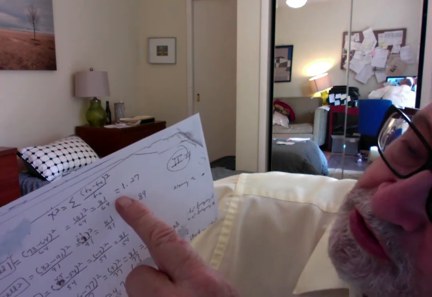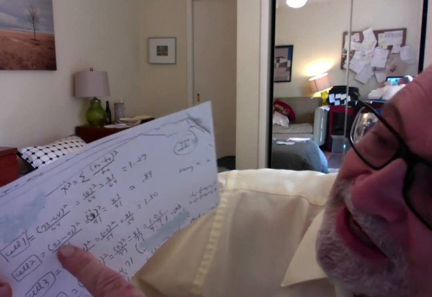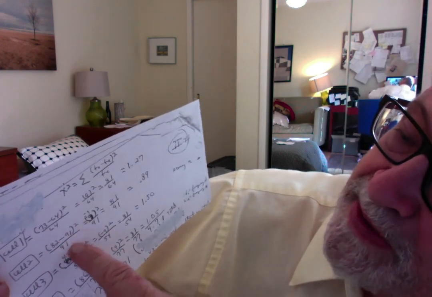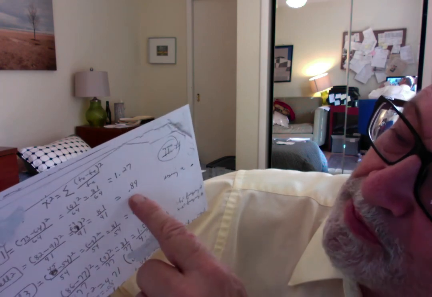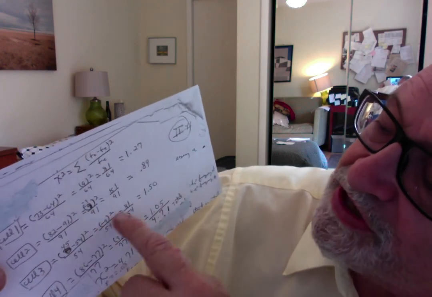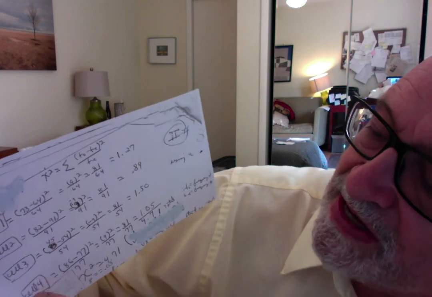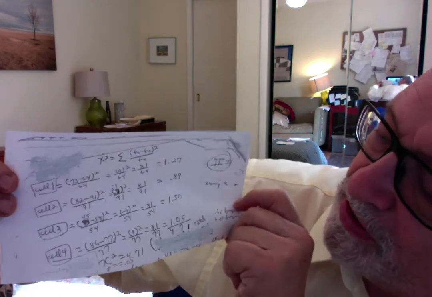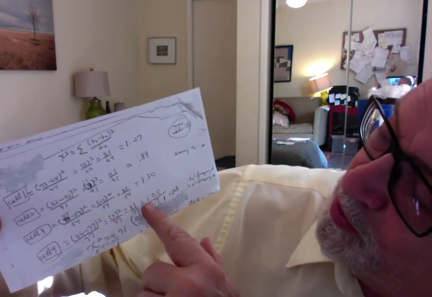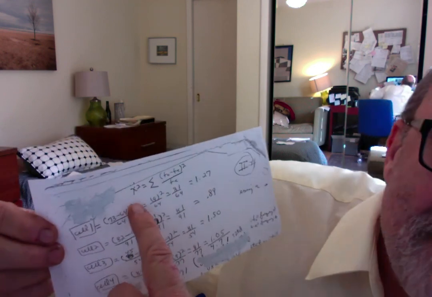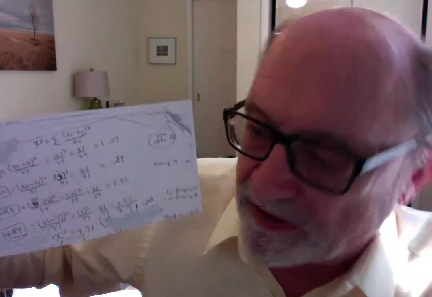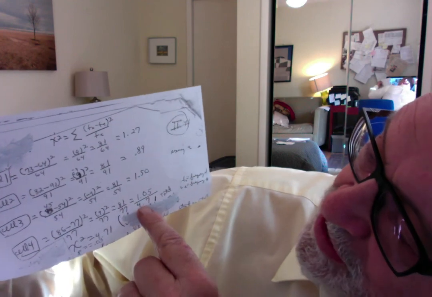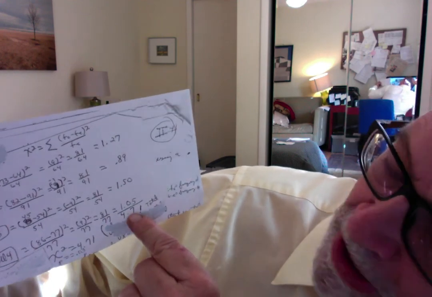I've taken the observed minus the expected, squared it, divided by the expected. I got a 1.27. Then cell 2, I did the same thing. Observed minus expected over expected, I came out with 0.89. Cell 3, I did the same calculation, 1.5. Cell 4, I did the same calculation. I came up with what? 1.05. Then this summation means add up all 4 cells. And so I've added up all 4 cells here, and I get 4.71. 4.71 is the chi-square for this table that we just did.